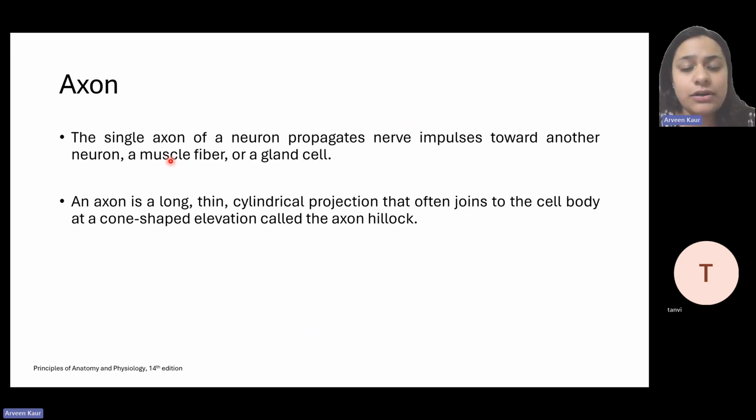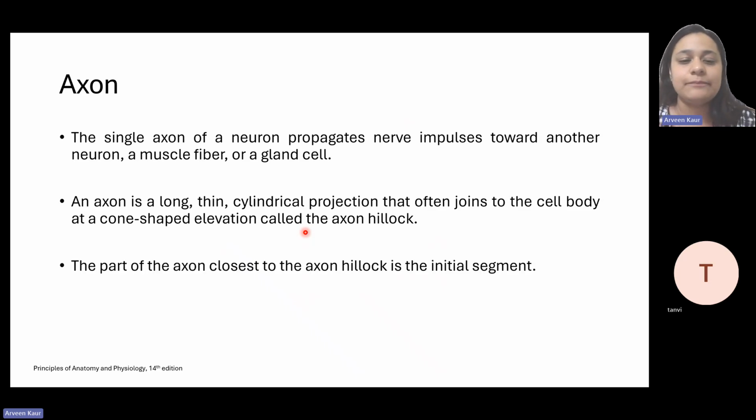So an axon is a long, thin, cylindrical projection that often joins to the cell body at a cone-shaped elevation called the axon hillock, right? I think I've kept a representation in the next slide, where I will point out what an axon hillock is. The part of the axon closest to the axon hillock is the initial segment, right? That is where the axon is beginning.